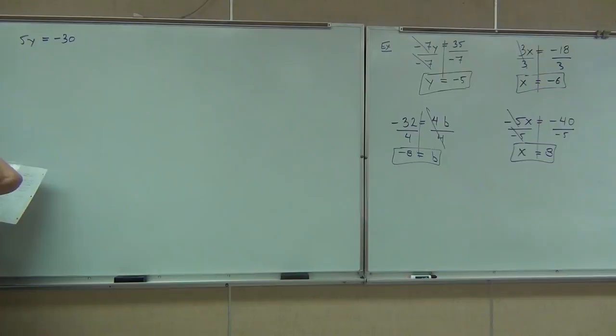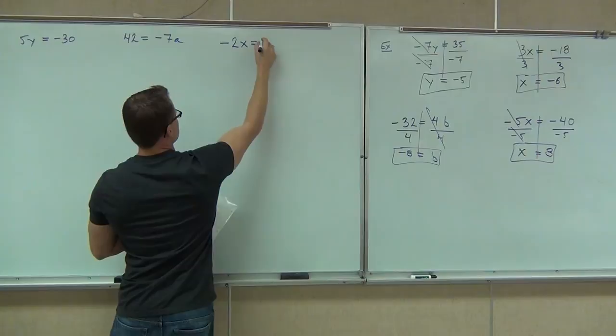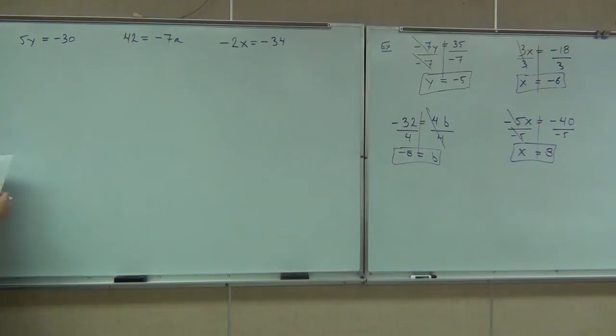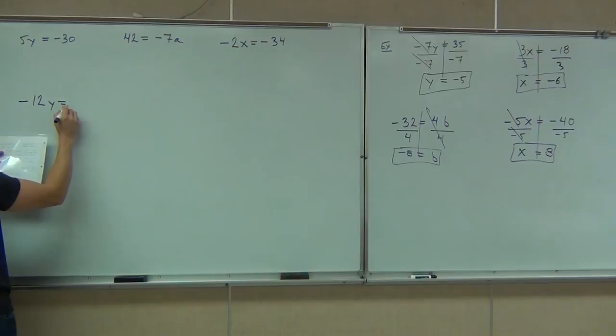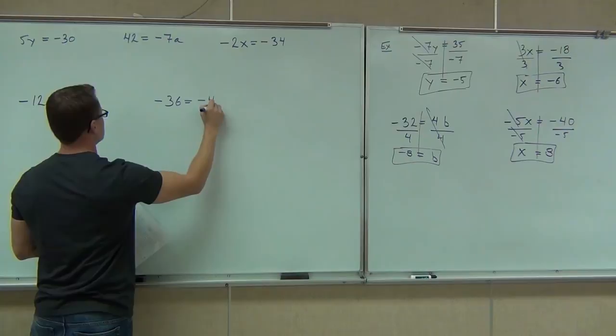5y equals negative 30, 42 equals negative 7a, negative 2x equals negative 34, negative 12y equals, let's make that 48. And negative 36 equals negative 4z.